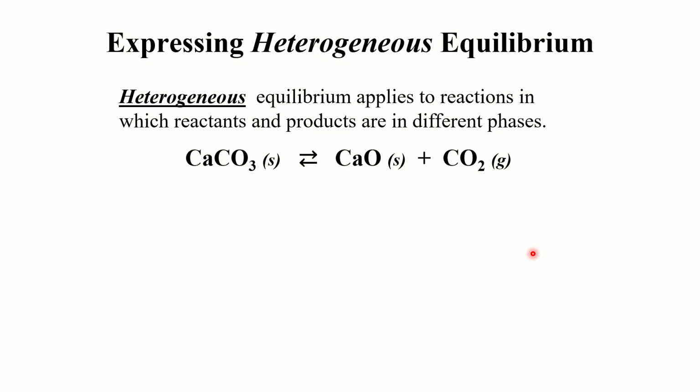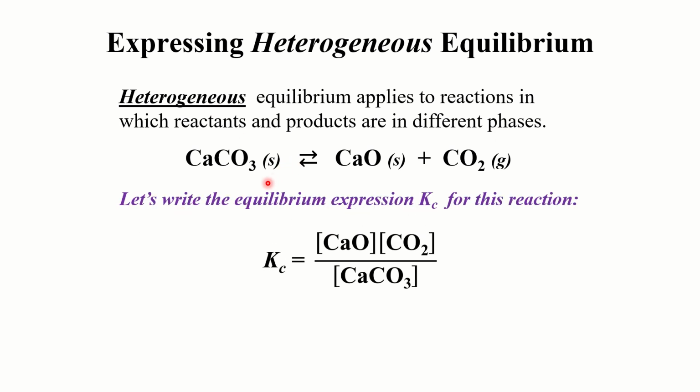All right, now let's look at how we can express heterogeneous equilibrium. So I pronounce this as heterogeneous. Heterogeneous equilibrium applies to reactions in which reactants and products, as you can probably guess, are in different phases. So let's write the equilibrium expression Kc for this reaction.